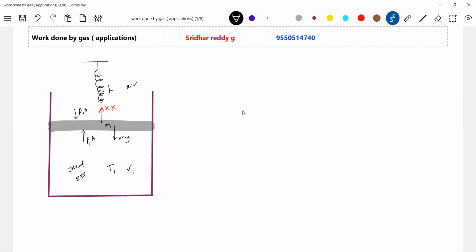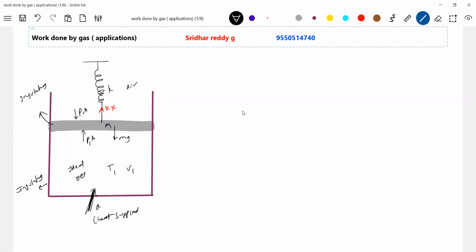This is P1. Now I'm going to supply heat. So this is the heat supplied. Let this cylinder be an insulating one. Let's assume even the piston is insulating. What will happen?